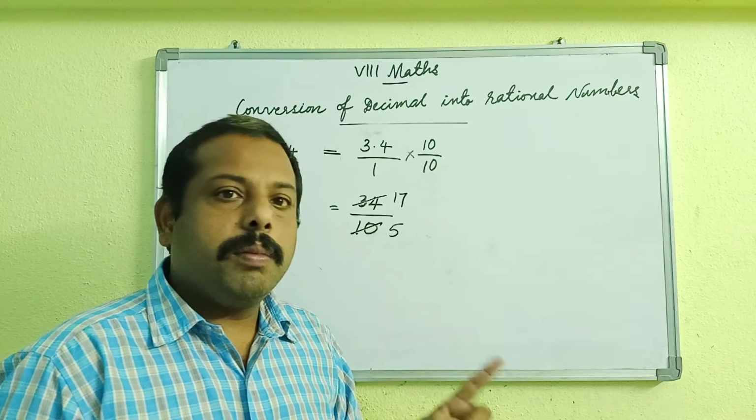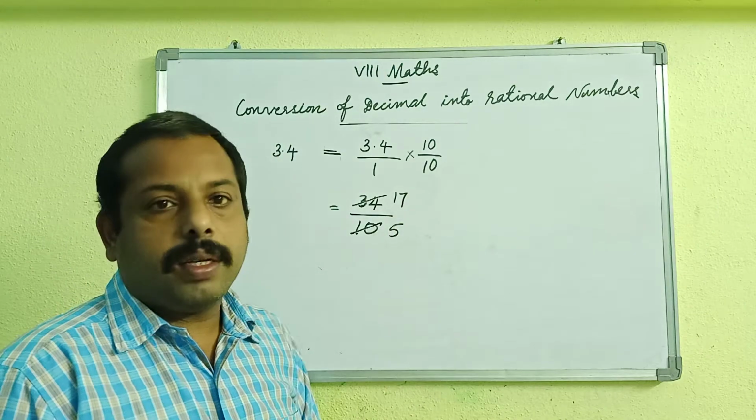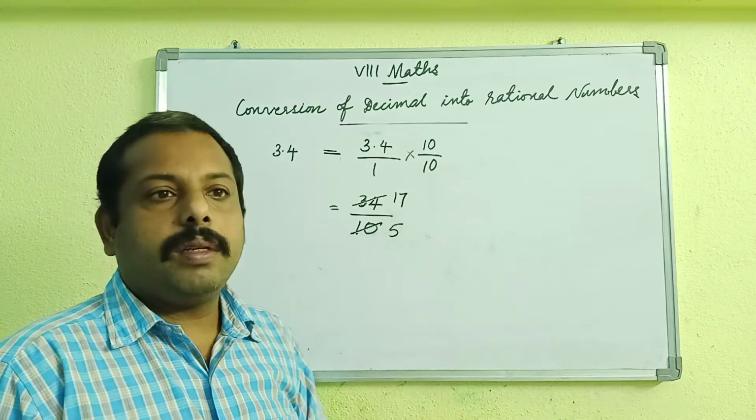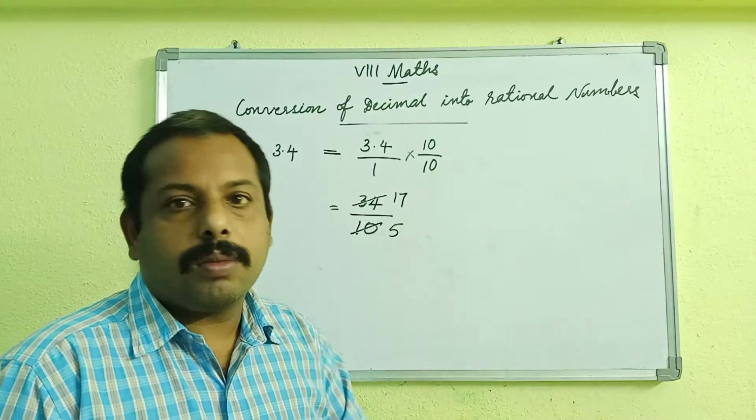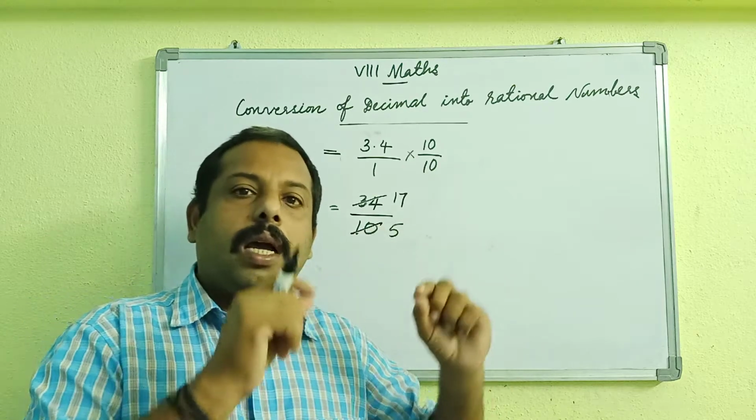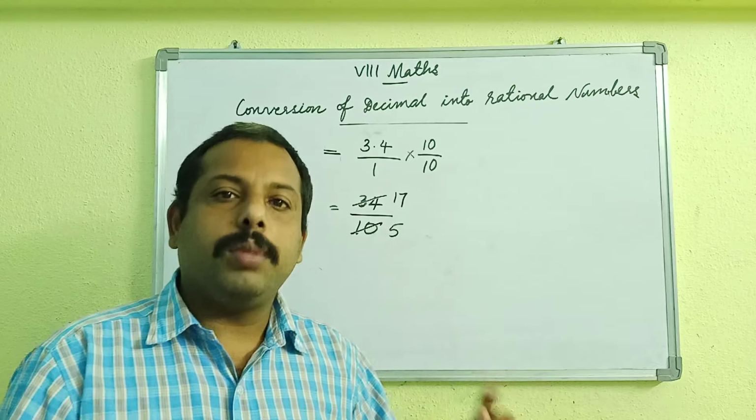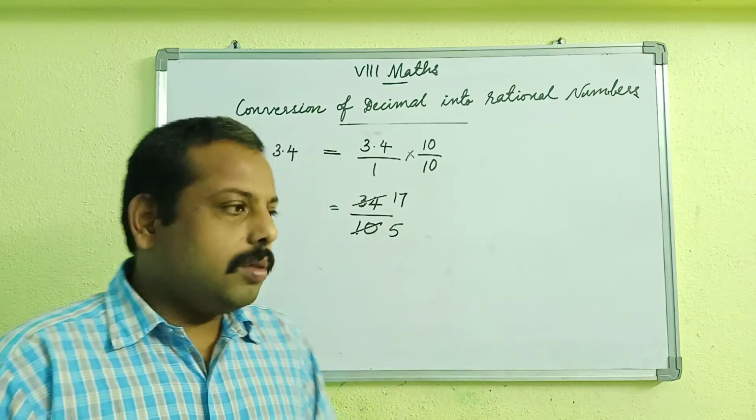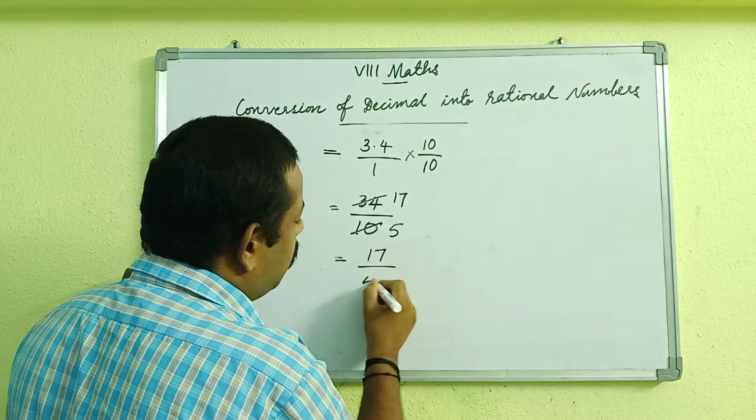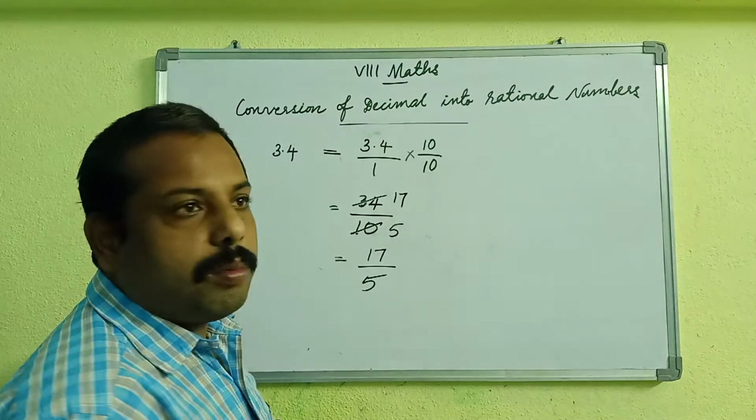Suppose you get 17 by 5 afterwards. You think that I will divide 5 by 5 and 17 by 17 and I will get 1 by 1. Answer is 1. Don't do like that. Both numerator and denominator must be divided by the same number. Do you understand? Okay. So what is the final answer for us? 17 by 5. Okay, this is the rational number form of 3.4.